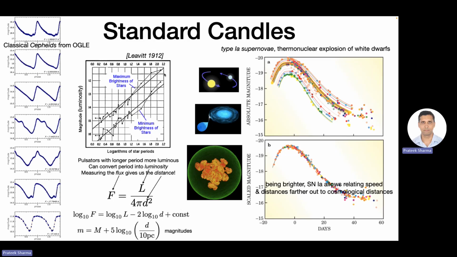And for that, either you measure parallaxes or you find something which can be made into a standard candle so that you measure their flux. Okay, so you measure their flux, you know their intrinsic luminosity, and the fact that flux equals luminosity divided by 4 pi distance squared will let you calculate the distance. Okay, so this is done.